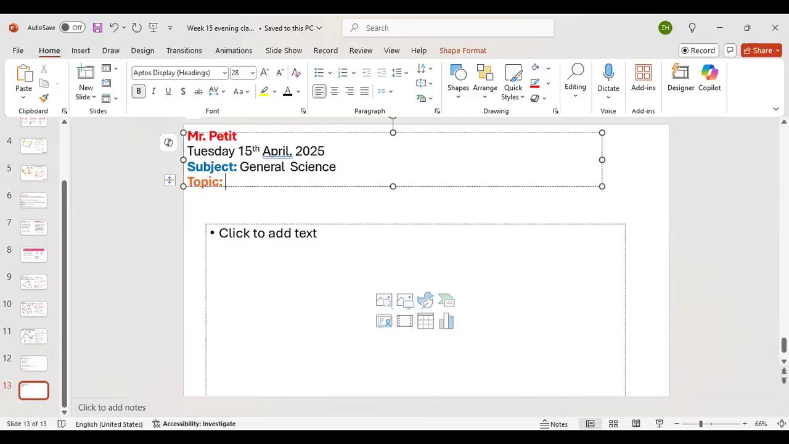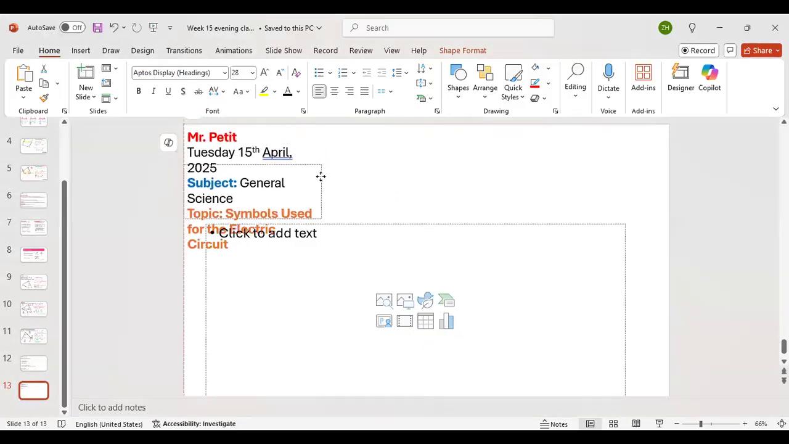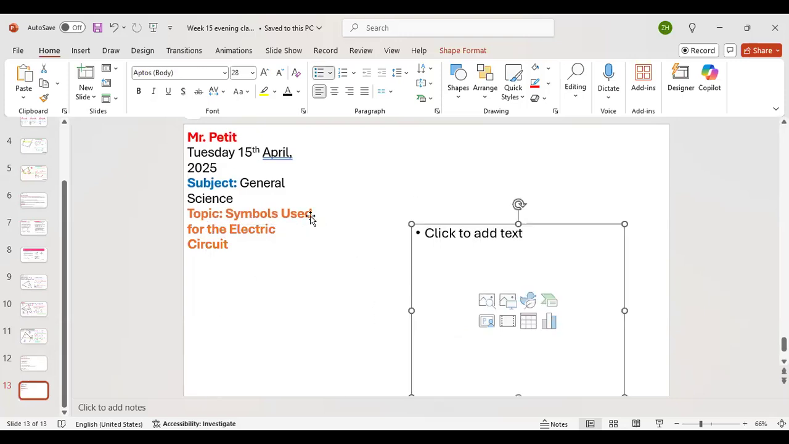Okay, so let's talk about the symbols used for the electrical circuit. These are going to be some of the symbols that we use for the electric circuit. And then if we have time, we could talk about also the safety principles that you need to know about that.